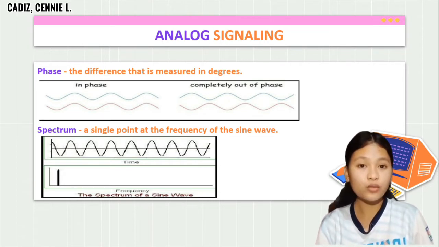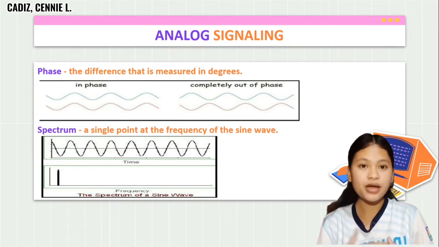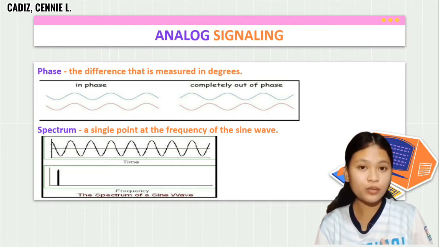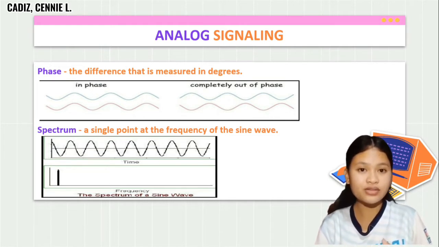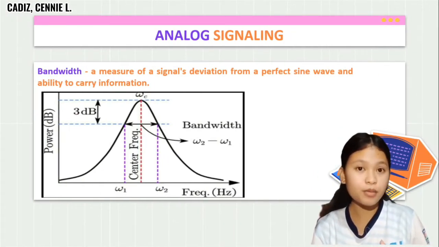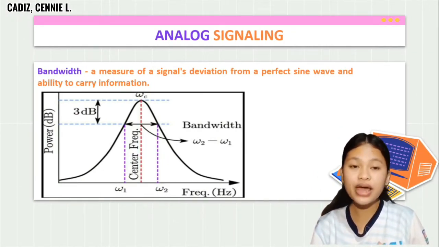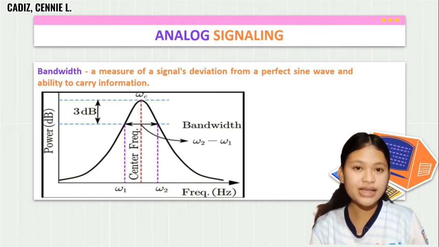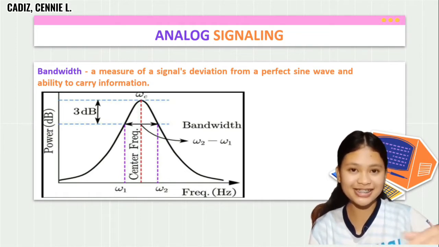The spectrum of a sine wave is a single point at the frequency of the sine wave. The spectrum of white noise is a line covering all frequencies. Theoretically, a perfect sine wave has zero bandwidth regardless of its frequency. Bandwidth is a measure of a signal's deviation from a perfect sine wave and its ability to carry information. A perfect sine wave contains no information at all since it never changes.